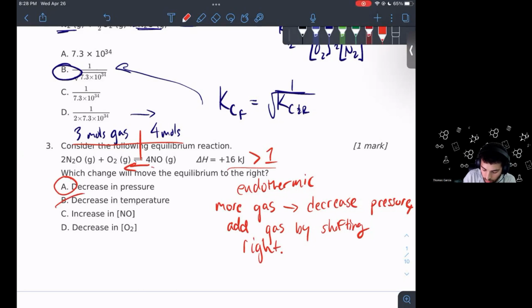Increasing this, just adding more to that, will also shift the reaction backwards. It's trying to balance the scale, so that will then go to create more of the reactants. Same as decreasing the oxygen, the NO in the product will decompose to add more oxygen. So it's A.